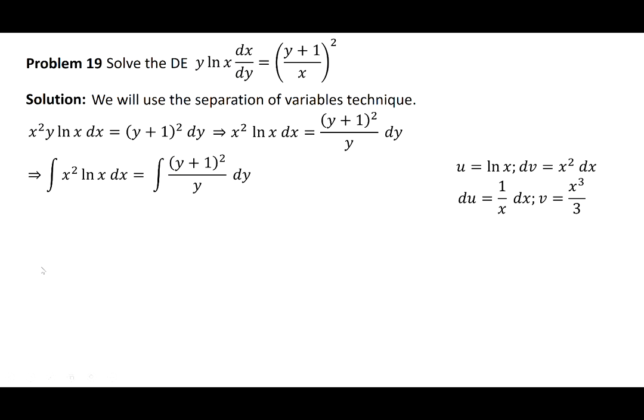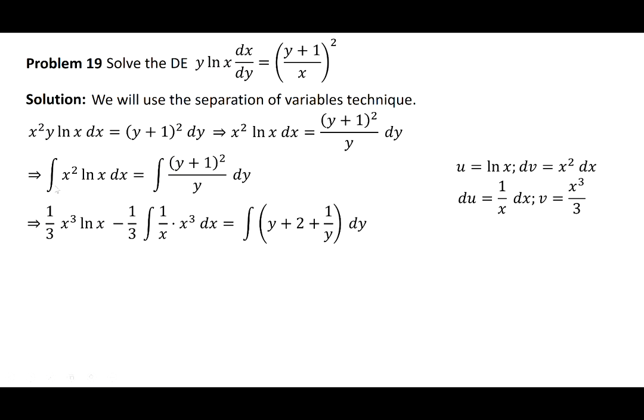And so uv minus the integral of v du is what you would have. uv is natural log of x times x cubed over 3, which is what I wrote as 1/3 x cubed natural log of x, minus the integral of v du, minus 1/3 the integral of 1 over x cubed dx. Cool. And that equals, well, how do we solve this one?